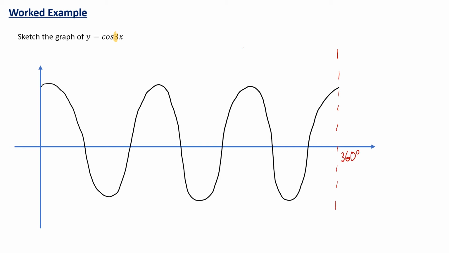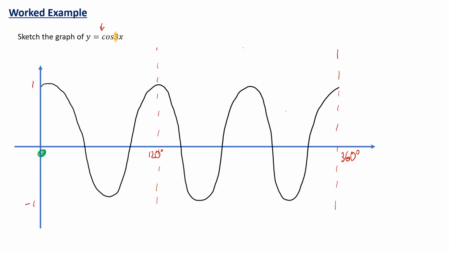The amplitude is 1, so it starts at 1 and goes down to -1. And then we can mark on the important points. So here's 0. So I've got 3 revolutions in 360. 1, 2, 3. That means the first revolution would need to have finished at 120 degrees.